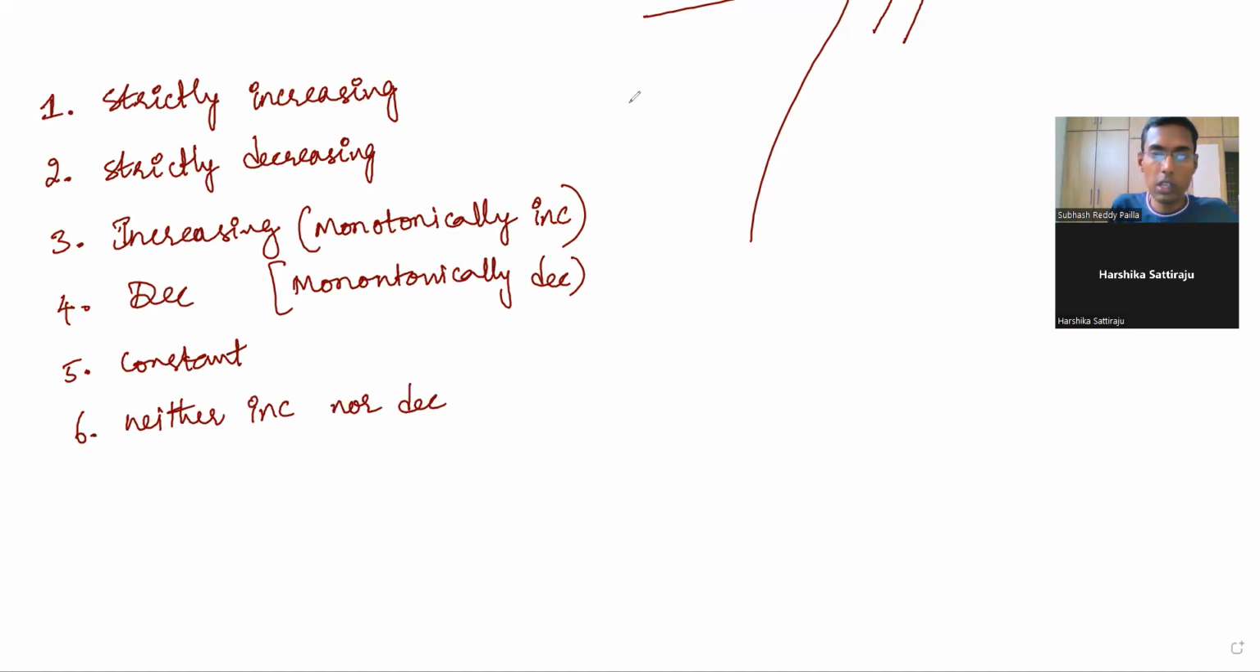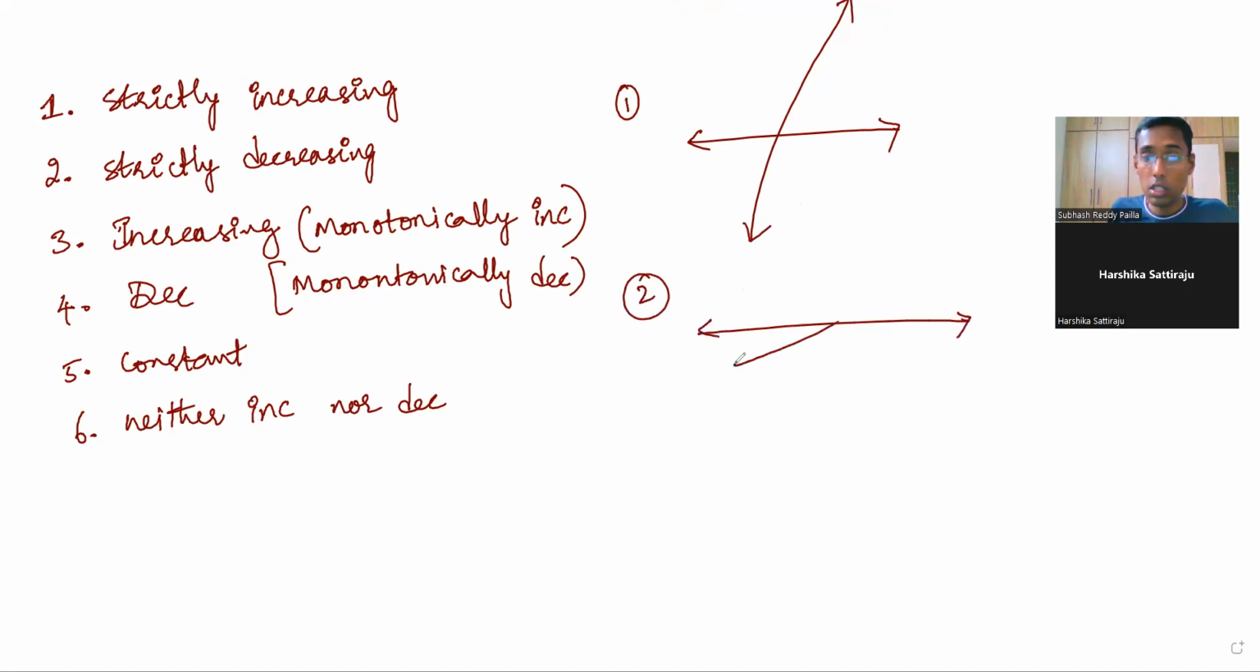So here now I am giving examples. Number one, you see this one. Is it strictly increasing or not? You tell me. Yes or no? Yes, sir, it's strictly increasing. Number two, I'll draw another one. Is this strictly increasing or not? Increasing only, no?